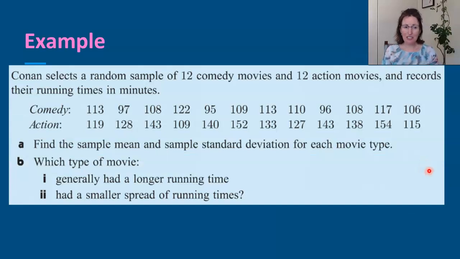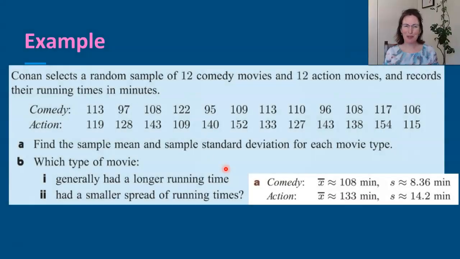Other parts of this question you might be asked to do then is which type of movie generally had a longer running time. So which of these 2 bits of information will we refer to for that? The mean for this one. So let's put our numbers back up on the screen here. The mean, the average, which had a longer running time? You're comparing these 2 numbers, the 108 number and the 133 number, which is longer? This one, 133, so your answer to this part would be action.